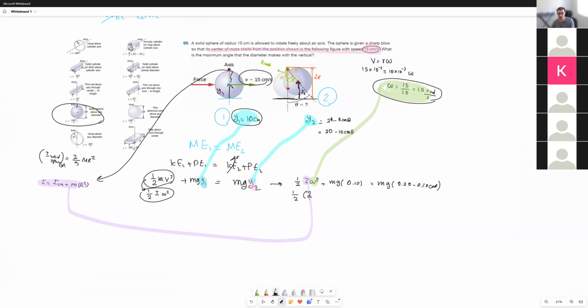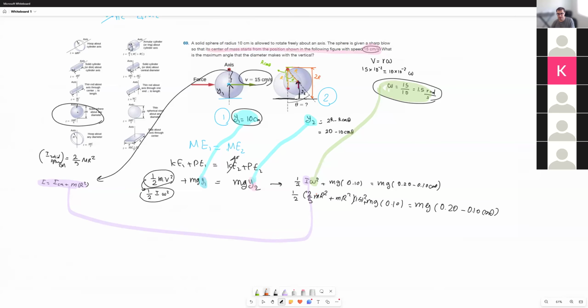This is going to be I center of mass, 2/5 mass times radius squared, plus mass times the distance between the two axes, which is going to be this much: m r squared plus mg 0.10 equals mg 0.20 minus 0.10 cos theta. Sorry, the omega squared is missing here. That's going to give me 1.5 squared plus.